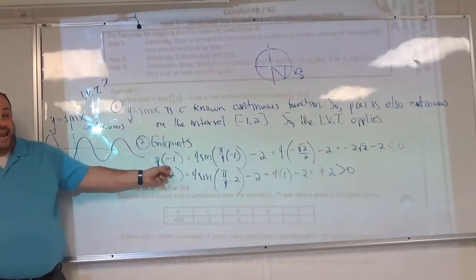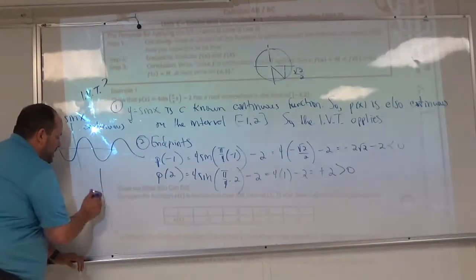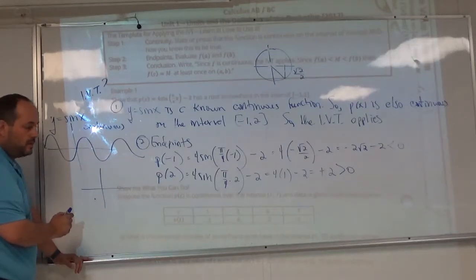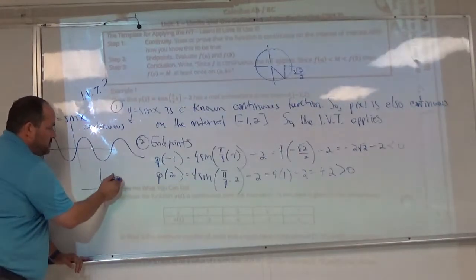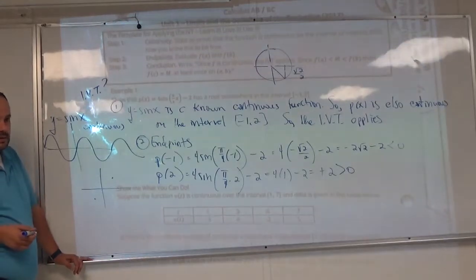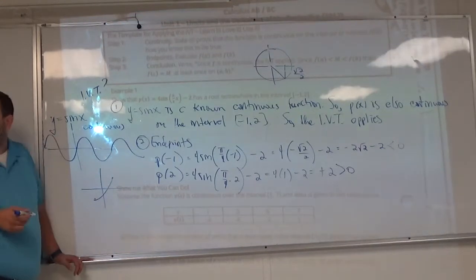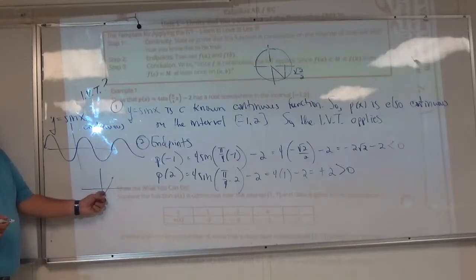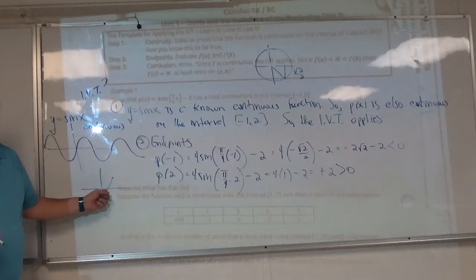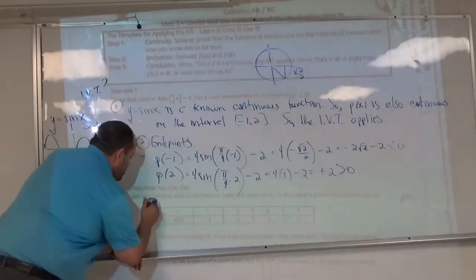This is a point -1, like if I've got a little graph going on here. -1, some negative number, +2, +2, guess what? There has to be a root. But here's the thing, this is the write-up. The graph doesn't count. Here's what you need to do.